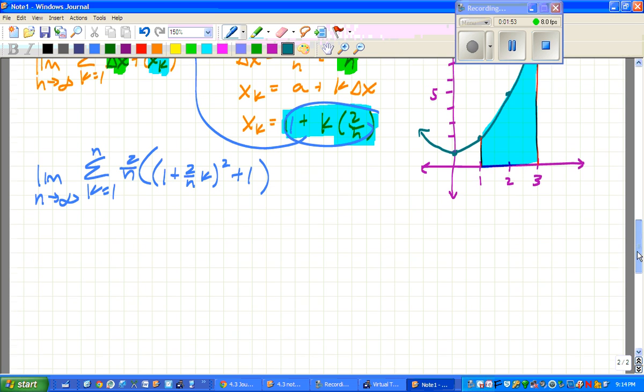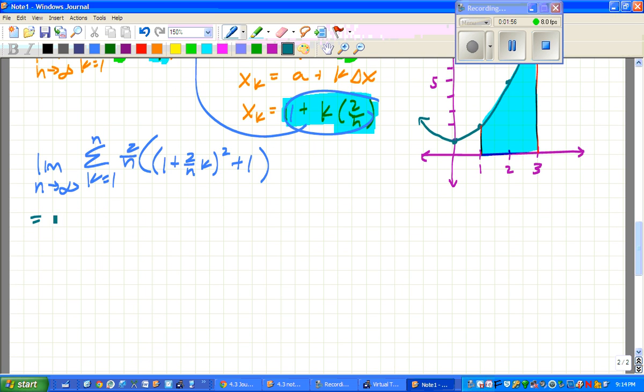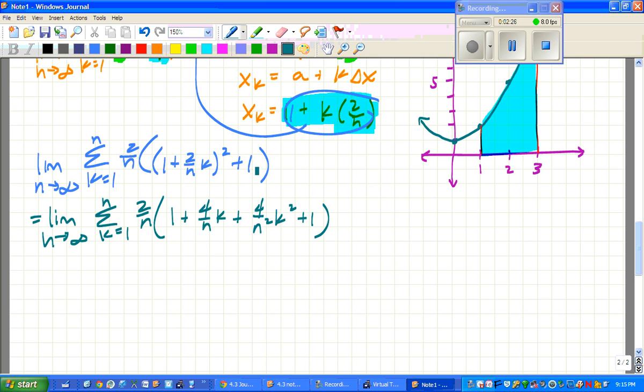All right, so here comes some algebra. I know it's kind of a pain to write this limit as n approaches infinity in front of everything, but a lot of times people end up forgetting to do that at the very end. So I'm going to keep doing it. So we have 2 over n times, we're going to square that whole thing. So we end up getting 1 plus 4 over n k plus 4 over n squared times k squared, and then we have our plus 1 there at the end.